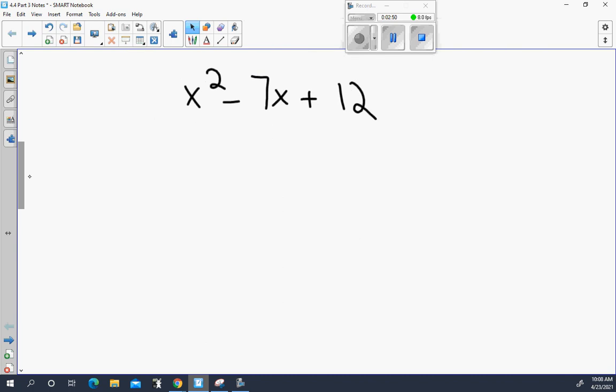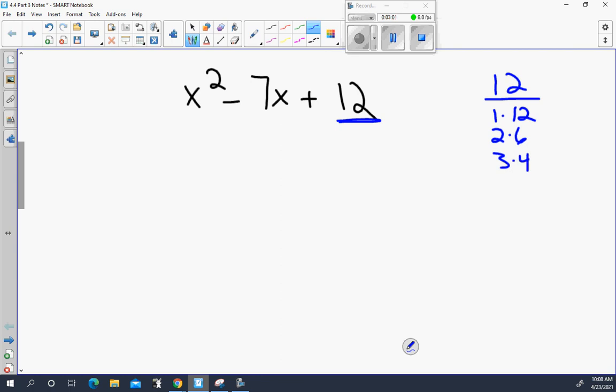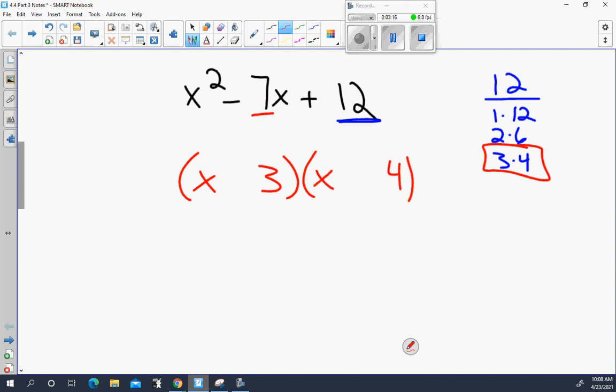Next, we have a trinomial with no number out front, so we just have to find the factors of 12, which are 1 times 12, 2 times 6, and 3 times 4. And now look which one of those adds to 7. 3 and 4 add to 7. So we're going to have x and 3, x and 4. They both have to be negative, because we have a positive 12 and a negative 7.